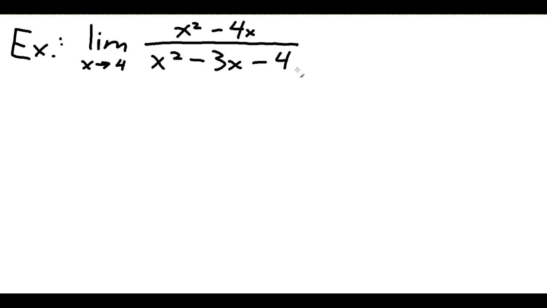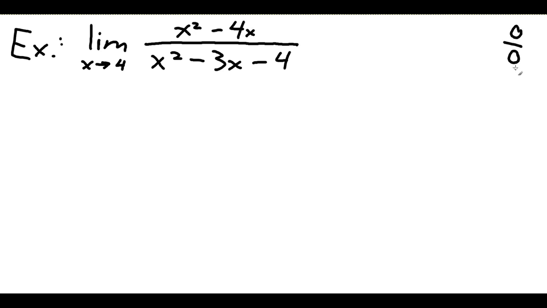Now, you might wonder if maybe that just means the limit doesn't exist. And that's possible. Let's take note off to the side here of what I did. In the denominator, we got 0. Let's take a look at the numerator. Plugging in 4 into the numerator, 4 squared is 16, 4 times 4 is 16, 16 minus 16 is also 0.